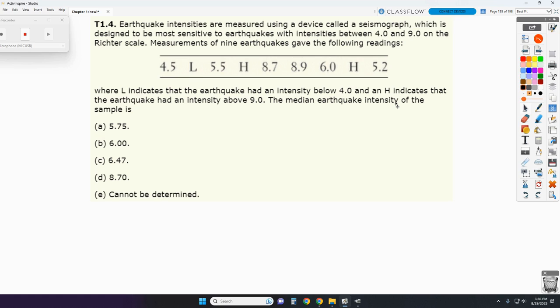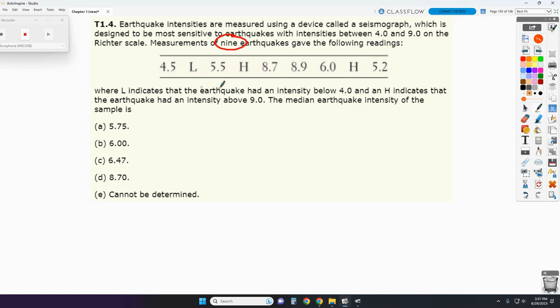And H indicates that it was above 9.0. So we had something greater than 9, but we don't know what it is. The median earthquake intensity of the sample of these readings here. How many were there altogether? There were 9 earthquake readings. So the median would be the middle value when the 9 earthquake readings are in order from least to greatest.